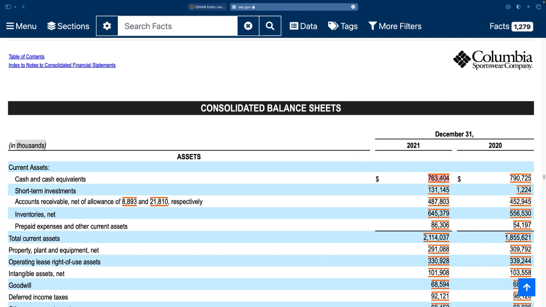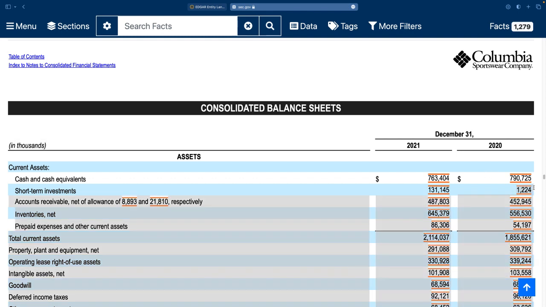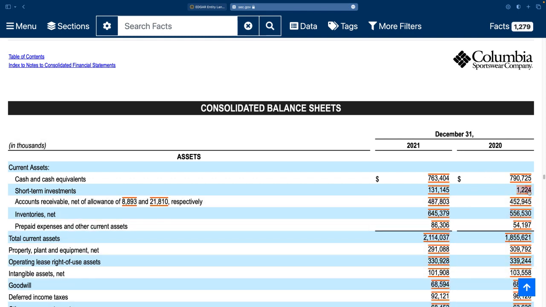So that means if they just had the number 4 here, that doesn't mean it would be $4. That means it would be $4,000. And over here for short-term investments in 2020, it doesn't mean they have $1,224. It means they have $1,224,000 in investments. Okay, so that might be what's confusing here.